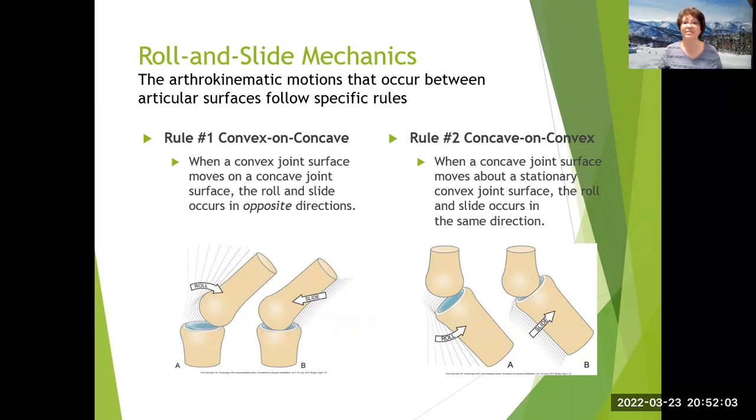Concave on convex, the concave is moving, the convex is stationary. Roll and slide occurs in the same direction. Okay, so play with some bones, or whatever you want to use for models. You can use your hands. You can say, this is the concave surface, this is the convex surface. What's happening? This is moving versus this is moving. So you don't need bones, you can use your hands.